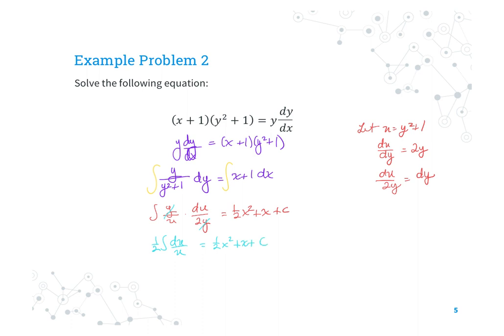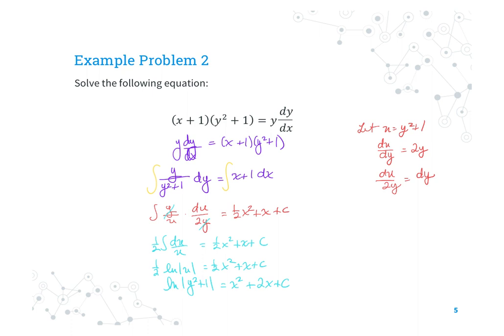Well, that's simply the natural log of u. So we end up with 1/2 the natural log, the absolute value of u, equals 1/2 x squared plus x plus c. And now we plug back in u, which is y squared plus 1. And I'll probably multiply the 2 through. So let's make it the natural log of the absolute value of y squared plus 1 equals x squared plus 2x plus c.